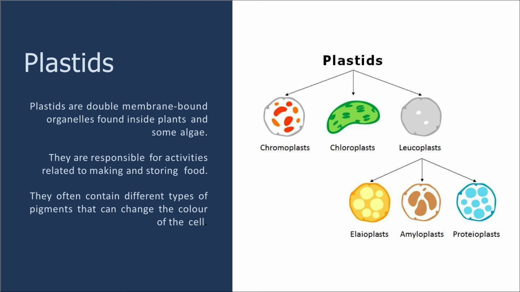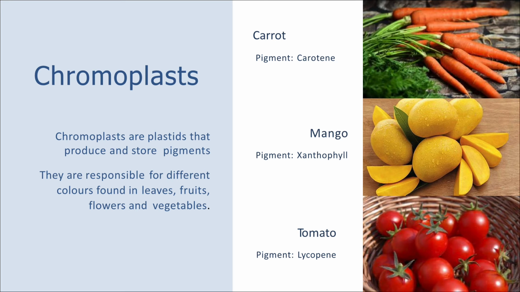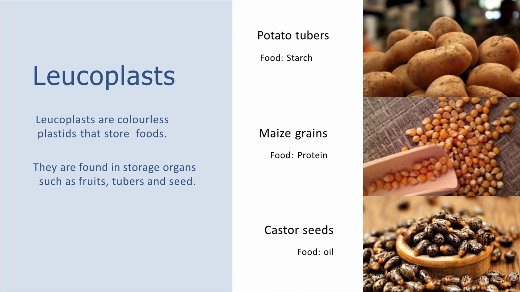Plastids. Plastids are double membrane-bound organelles found inside plants and some algae. They are responsible for activities related to making and storing food. They often contain different types of pigments that can change the color of a cell. Chromoplasts are plastids that produce and store pigments. They are responsible for different colors found in leaves, fruits, flowers, and vegetables. Here are a few examples. Leucoplasts are colorless plastids that store foods. They are found in storage organs such as fruit, tubers, and seeds.